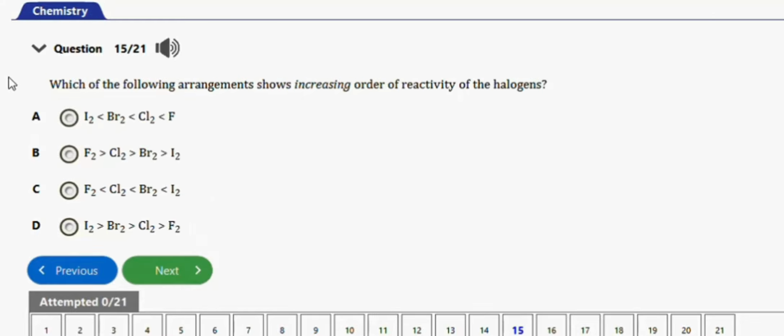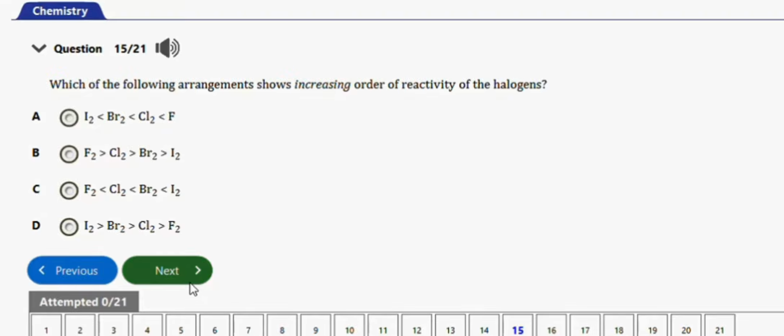Next question says which of the following arrangements shows increasing order of reactivity of the halogens? Okay, so increasing order of reactivity of the halogens. The halogens, their reactivity decreases down the group. So the right answer to this question will be option A: iodine less than bromine less than chlorine less than fluorine. It can't be option B, it's not option C, it's not option D, it's option A guys. So that's it for this question.